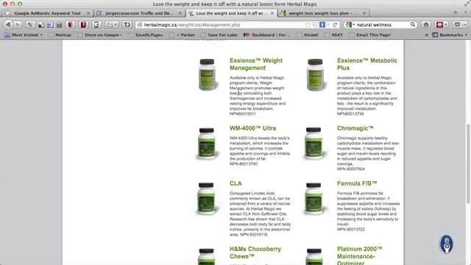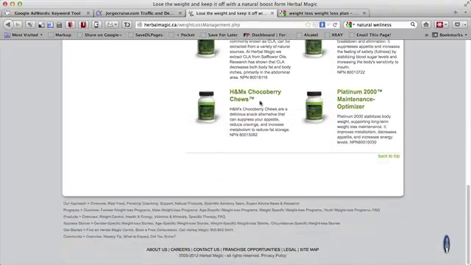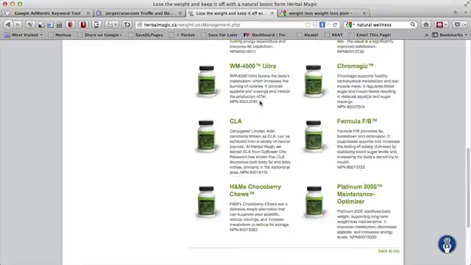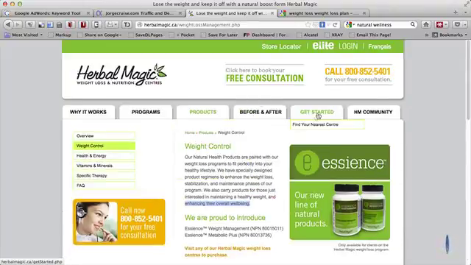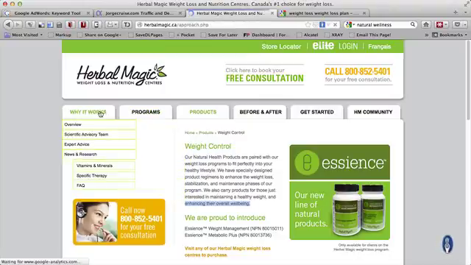Weight management promotes weight loss by... okay, these are just product descriptions. There's no benefits, kind of not that interesting. Let me see if I can do something else. Why it works. Nope.